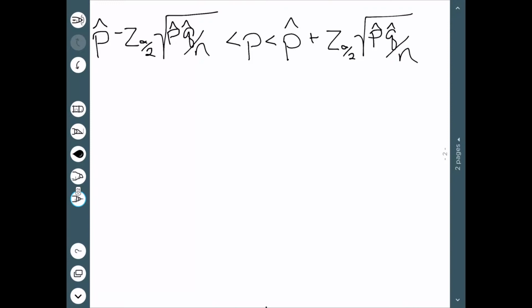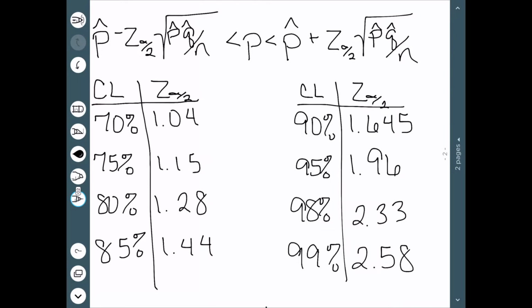Here's my formula for the confidence intervals for proportions. We have P hat plus or minus Z times the square root of P hat Q hat over N, where N is our sample size. And this Z is the same Z that we talked about with confidence intervals for the mean when we knew our sample standard deviation. Here's a table where the left-hand column gives us the level of confidence and the right-hand column gives us the Z. Just like when we originally looked at confidence intervals for means, we have the same values for Z.